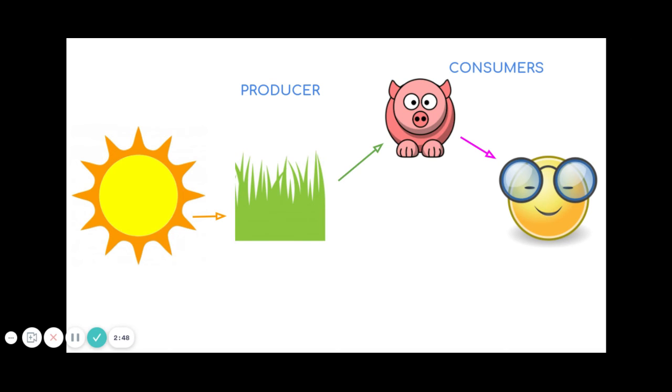When you've got two or more consumers in a food chain, it's likely that one of them is a predator and one of them is prey. So in this instance, the pig is prey because it gets eaten by me, the predator, at the end of the food chain.